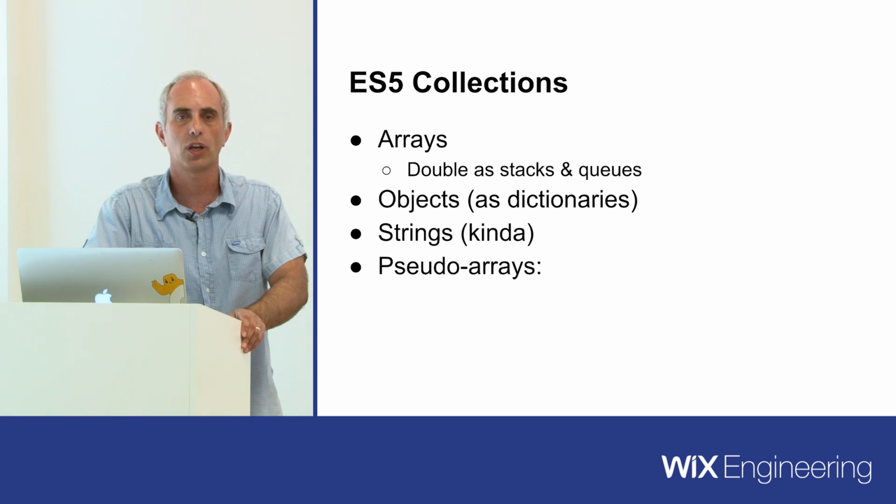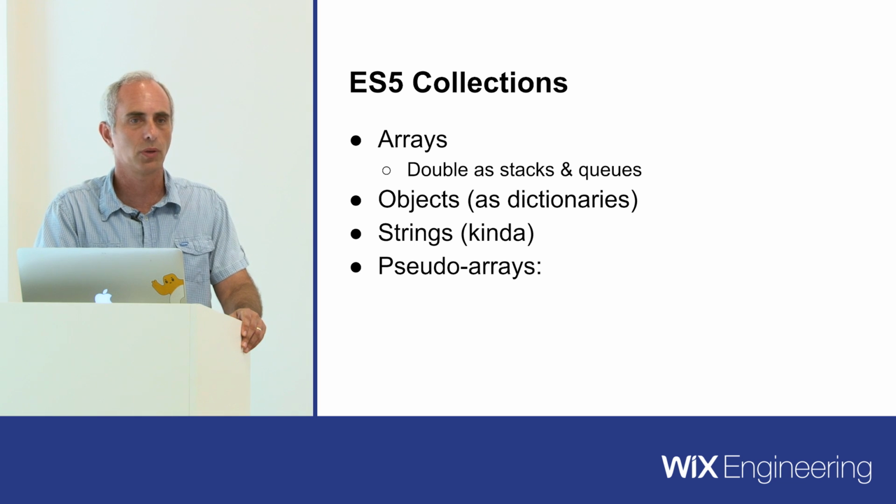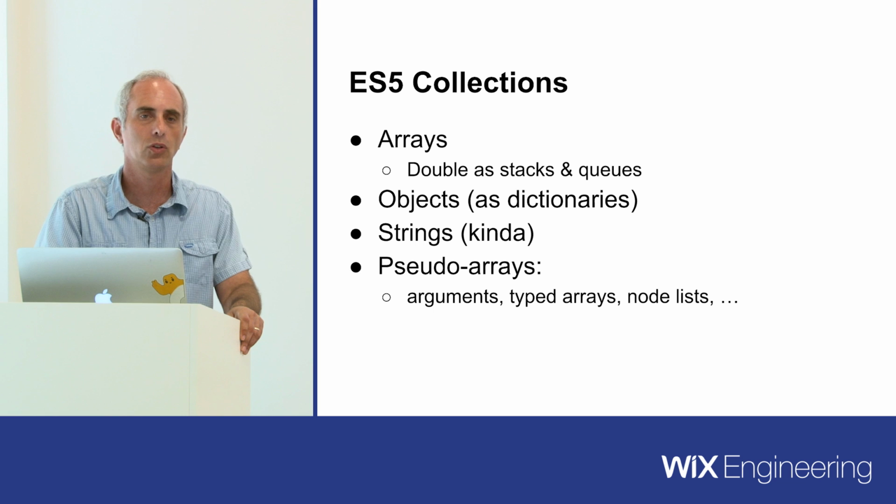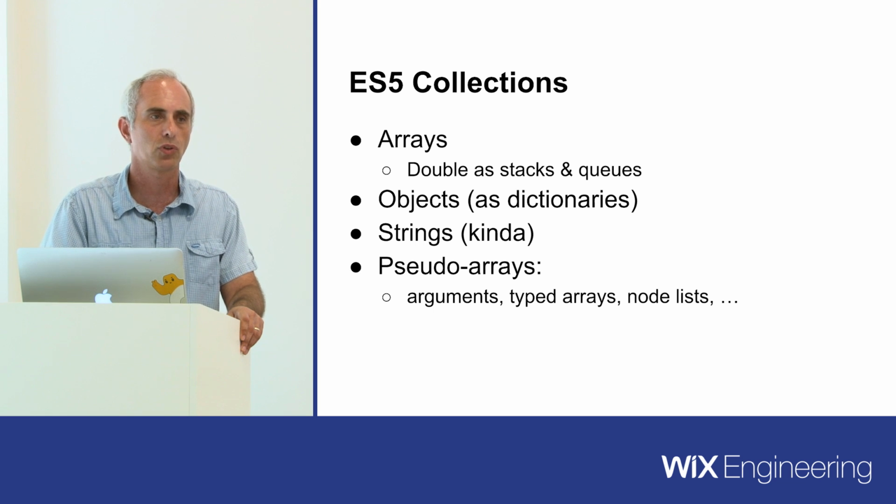And finally, we do have some pseudo-arrays in JavaScript. Can anybody think of an example of a pseudo-array in JavaScript? Well, one example would be the arguments pseudo-array. The arguments object in JavaScript looks like an array. It has the index operator, the square brackets, but is in fact not really an array, and we will see some of these limitations later on.